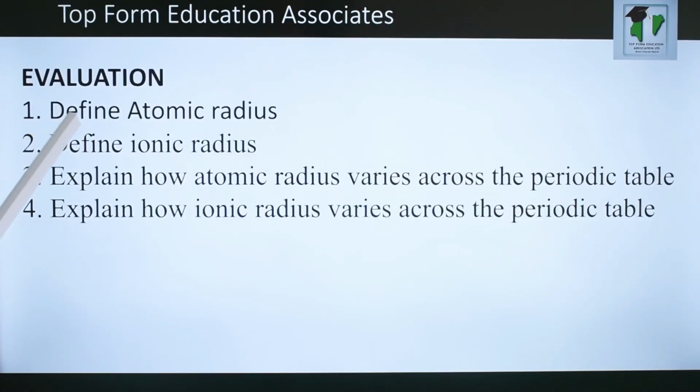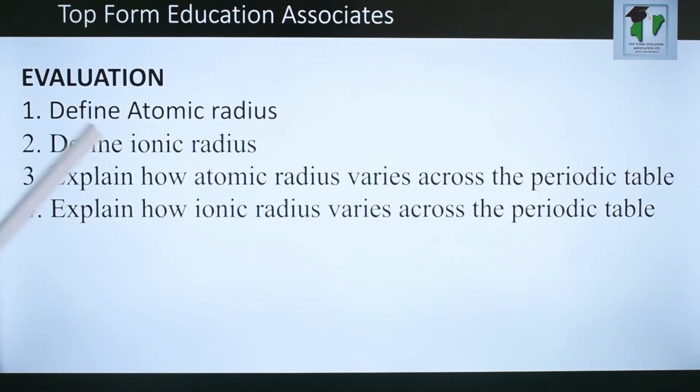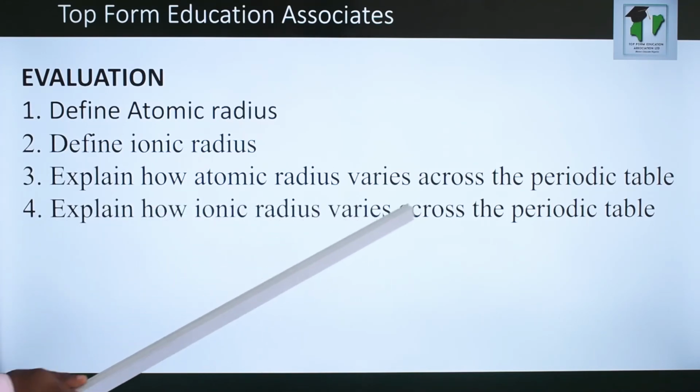Evaluation. 1. Define atomic radius. 2. Define ionic radius. 3. Explain how atomic radius varies across the periodic table. 4. Explain how ionic radius varies across the periodic table.